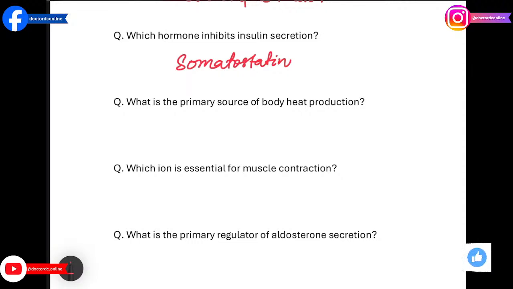The next question is, what is the primary source of body heat production? And the answer is skeletal muscle, because skeletal muscle contraction and metabolism generate the majority of body heat.